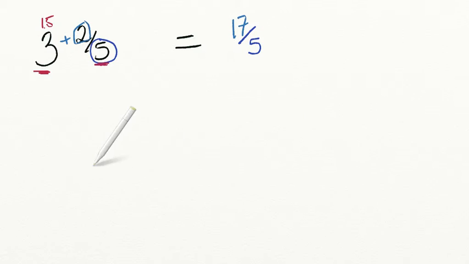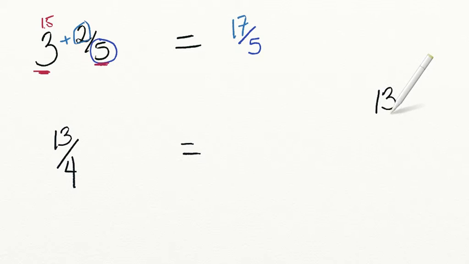I want you to change 13/4 into a mixed number. All right, well, in order to change 13/4 into a mixed number, we need to do the opposite of multiplication, which is division. So we're going to be dividing 13 into fourths.